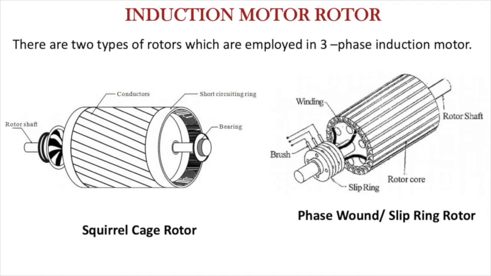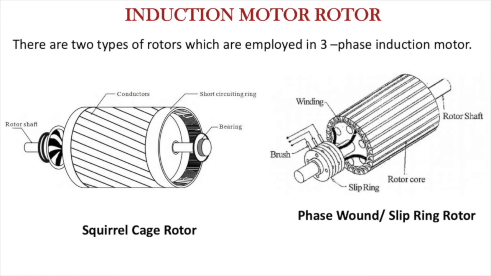The next part is the induction motor rotor. There are 2 types of rotor based on which we classify the induction motor. The first is the squirrel cage rotor, and the second one is the slip ring rotor or the phase wound rotor. The squirrel cage rotor is a solid core. Basically, it is laminated and the bars are inserted inside the core and short circuited at the 2 ends. That is the squirrel cage rotor.